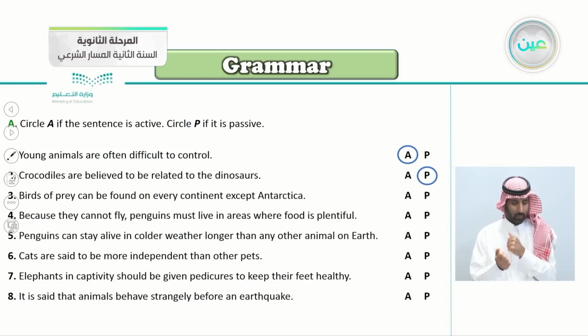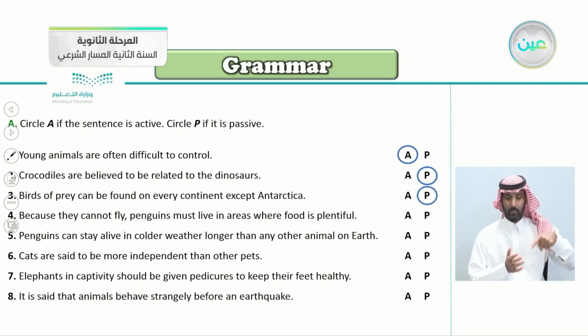So this one is also, yes, this one is also passive. Number four, because they cannot fly, penguins must live in areas where food is plentiful. Because they cannot fly, this is the sentence here, penguins must live in areas where food is plentiful.